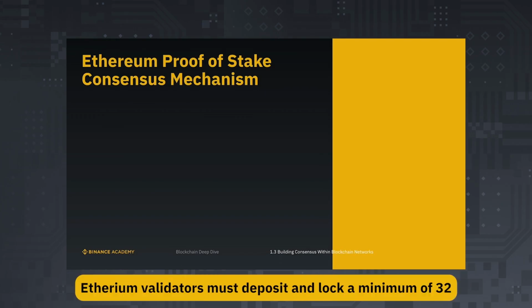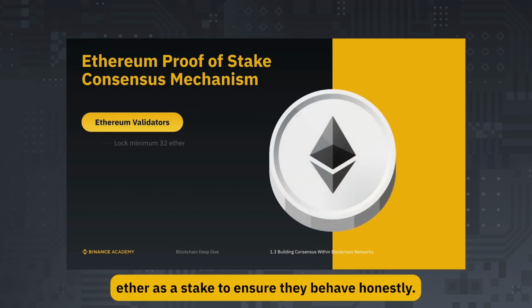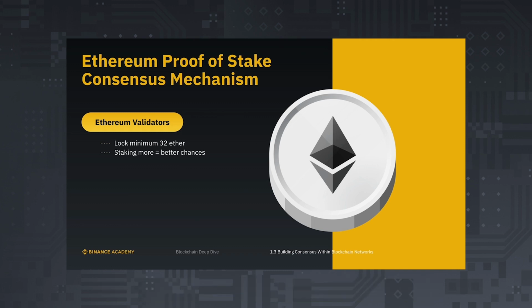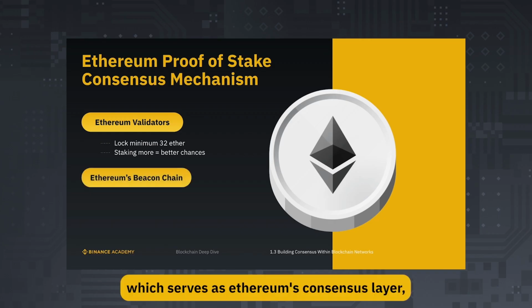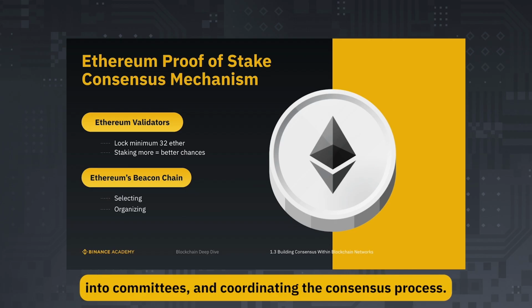For example, Ethereum validators must deposit and lock a minimum of 32 Ether as a stake to ensure they behave honestly. Validators that stake more Ether stand a better chance of being chosen to validate blocks and earn rewards. The beacon chain, which serves as Ethereum's consensus layer, is responsible for selecting validators, organizing them into committees, and coordinating the consensus process.